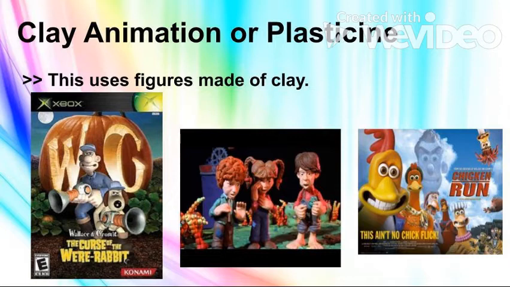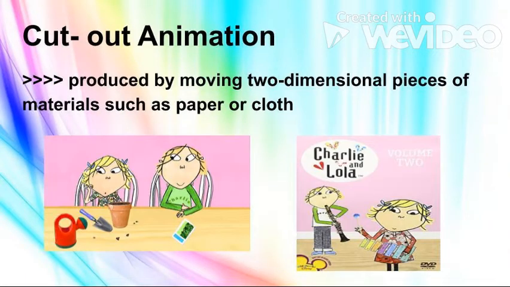Next, we have cut out animation. It's obvious in the picture, cut out. Produced by moving two-dimensional pieces of material such as paper or cloth. So that one, the picture. We have the example, Charlie and Lola. So it looks like cut out animation, right?